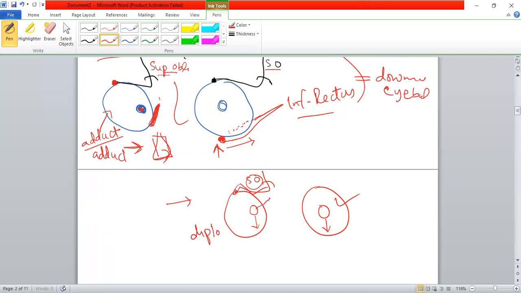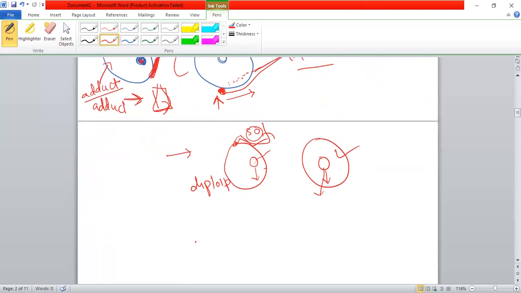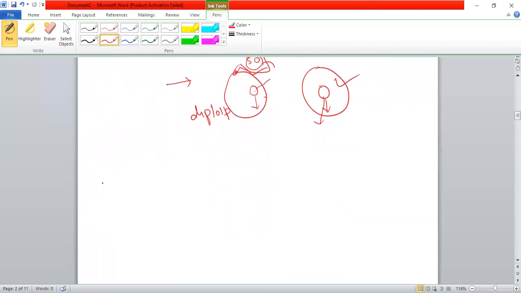Because one will be looking straight at you, and the other will look down, so you will have diplopia. I hope I made this clear. Now, the third problem. This was very important. And which kind of diplopia? You will see vertical diplopia.